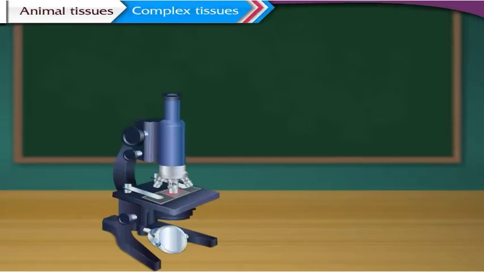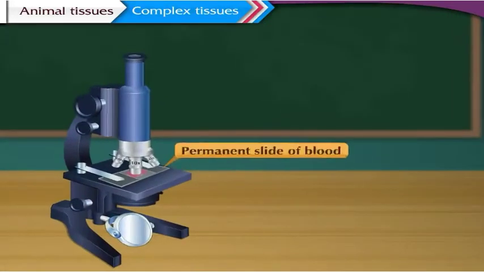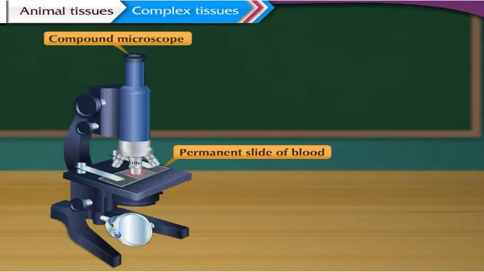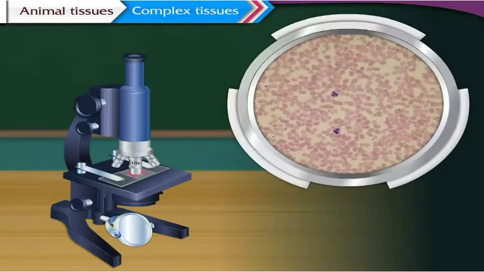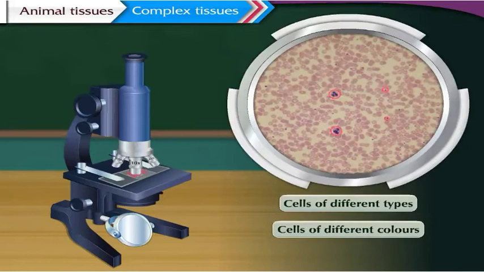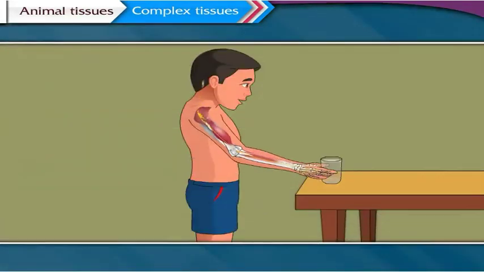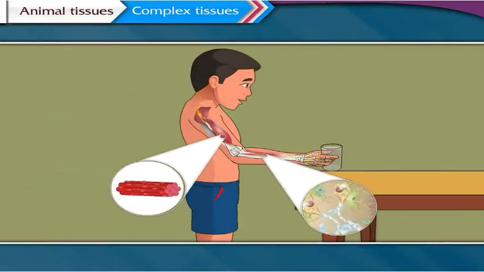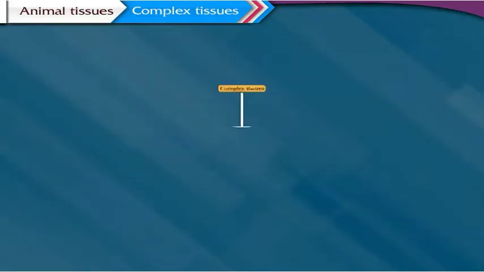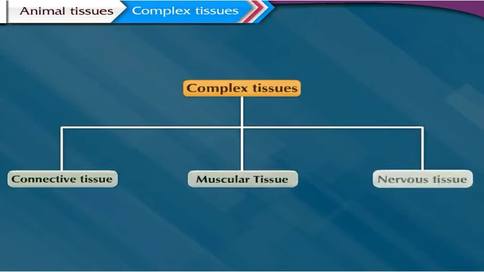Complex tissues. If we observe a permanent slide of blood under a compound microscope, we can see a mixture of cells of different types, colors, and shapes. Thus, we can say that blood is a type of complex tissue. Complex tissue is made up of more than one type of cells. They work together. We have already mentioned that complex tissues are of three types: connective tissue, muscular tissue, and nervous tissue. Let us now understand about complex tissues in detail.